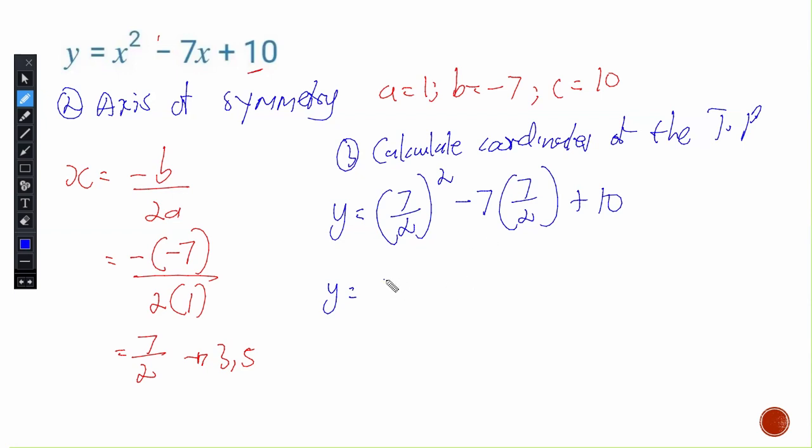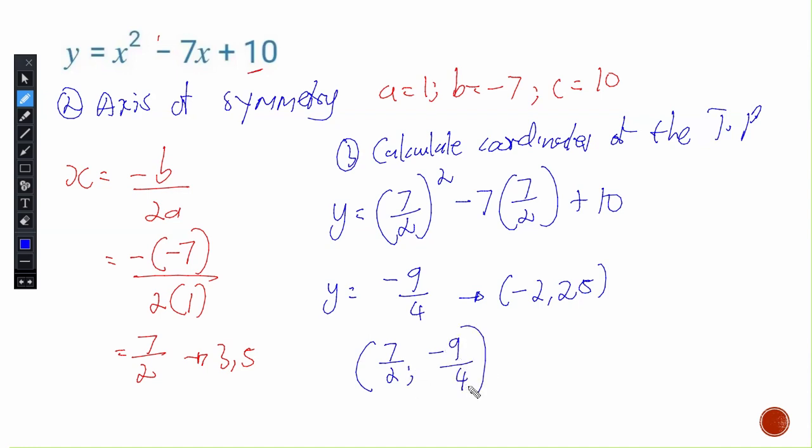And then there we go. We have -9/4, right? Of which, if you simplify it, it's -2.25. Now, writing it in coordinates, that's going to be (7/2, -9/4). So basically, that's how you would be calculating this. So the axis of symmetry and also the coordinates of the turning point, we have calculated that. So indicate that this is your TP, turning point.